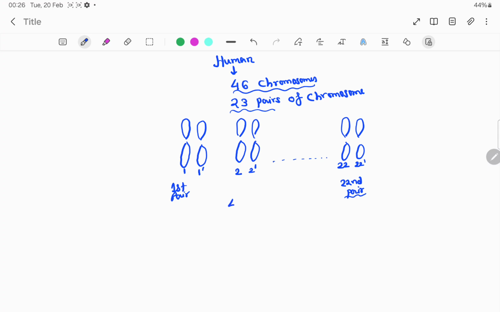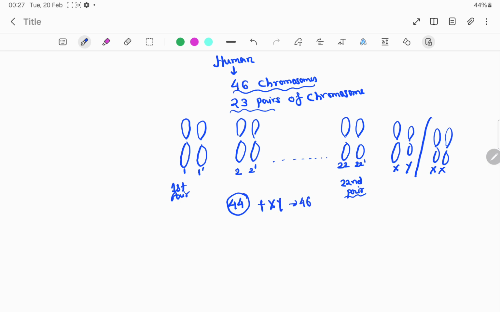So how many chromosomes? 44. But I have told that in human 46 chromosomes are there. Now in case of male there will be one X and another Y, and in case of female there will be two X chromosomes. So 44 plus XY, that means 46, or 44 plus XX, that is also 46. So we can see the pairs. Clear?